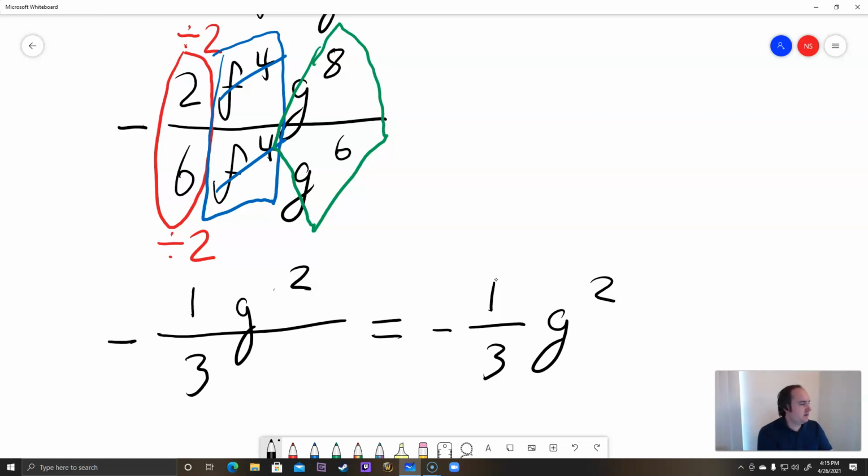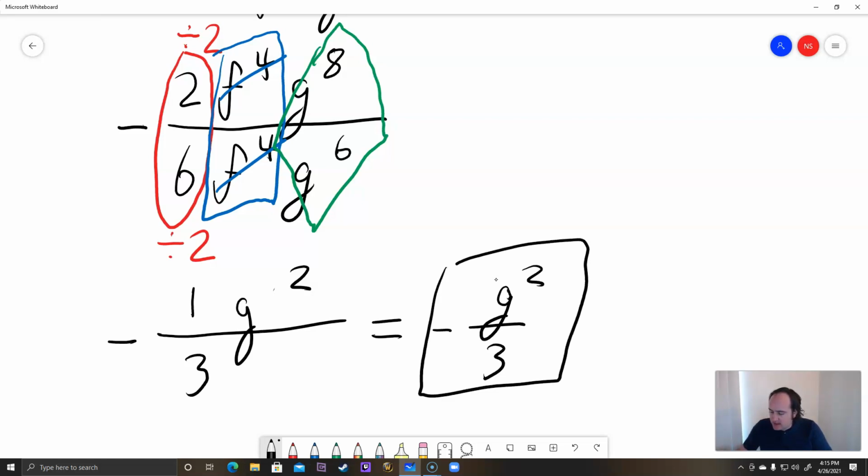Or another way you could write it, actually the way they write this on my math lab, is they move the g squared up here, and they multiply it times 1. So they actually write it as negative g squared over 3. But remember, that's the same thing as negative 1/3 g squared.